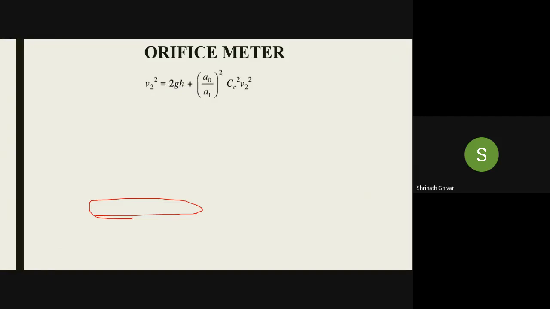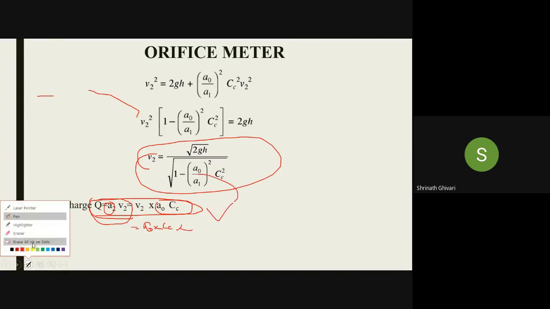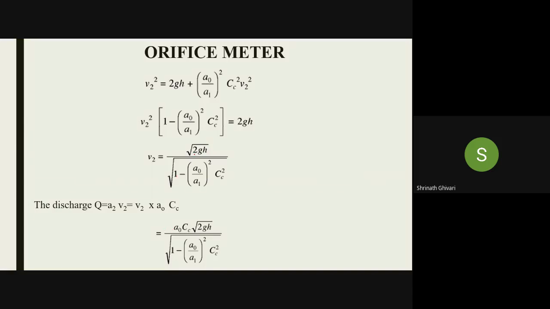After substituting and simplifying, V2 equal to square root of 2gh divided by square root of 1 minus (A0 divided by A1) square into Cc square. But discharge is what? Q equal to A2 into V2. But A2 is A0 into Cc. So substitute the value, with V2 remaining, A0 into Cc into this expression. After substituting, we are getting equation 4.